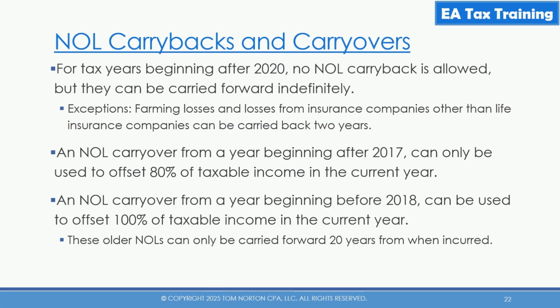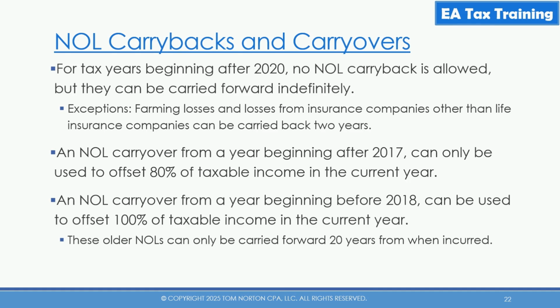An NOL carryover from a year beginning before 2018, so 2017 or prior, can be used to offset 100% of taxable income for the year. So the old NOL, you were always allowed to offset 100%. This was a change that came in the law to make it only offsetting 80%. So if you have one of those older NOLs, you are still allowed to offset 100% of current year income.